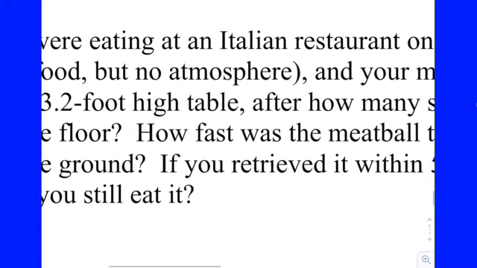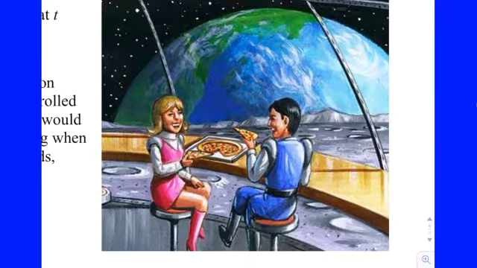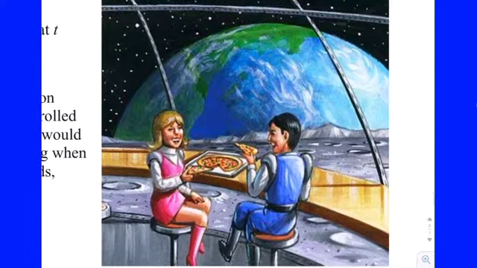Part A. If you were eating at an Italian restaurant on the moon, great food, but no atmosphere. And your meatball rolled off the 3.2-foot high table. Okay, so you're kind of into it, and notice you're inside. This is an actual photograph of the pizzeria, Italian joint.